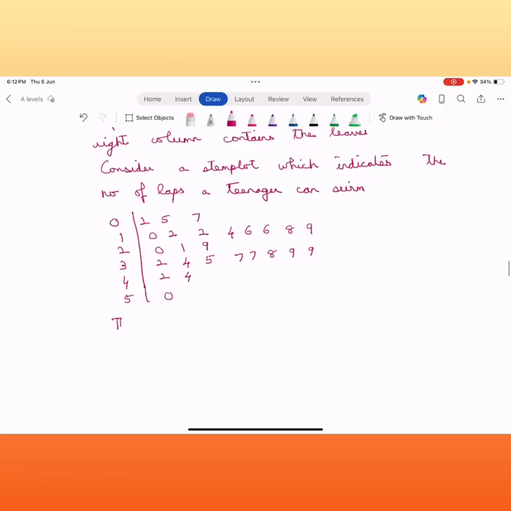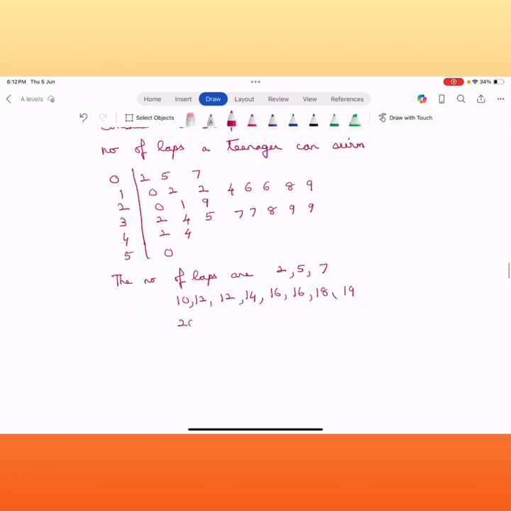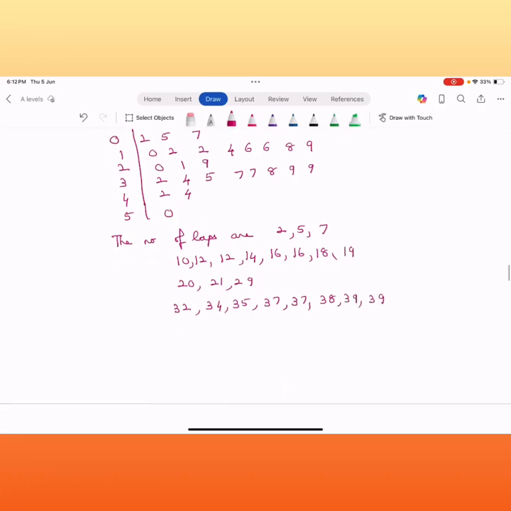so you can say that the number of laps are 2, 5, 7. Then you can have 10, 12, 12, 14, 16, 16, 18, 19. Then for the third row you can have 20, 21, 29. Then you can have 32, 34, 35, 37, 37, 38, 39, 39. You can have 42, 44 and 50.